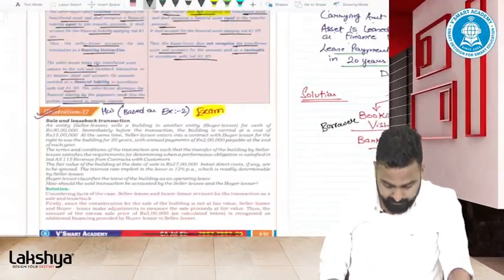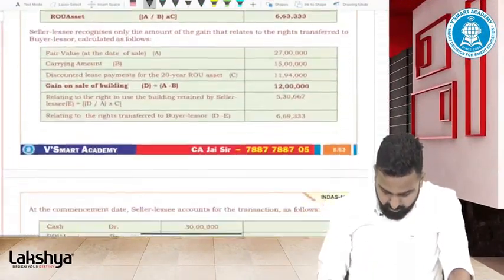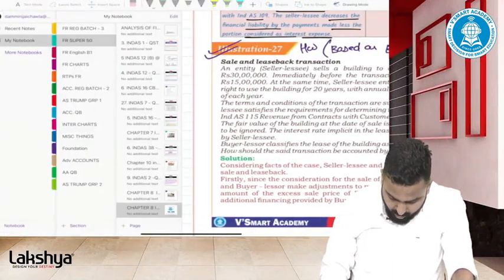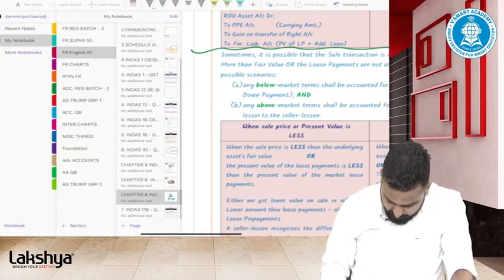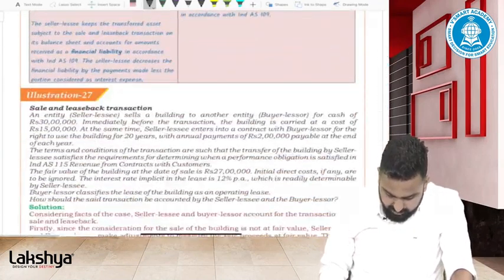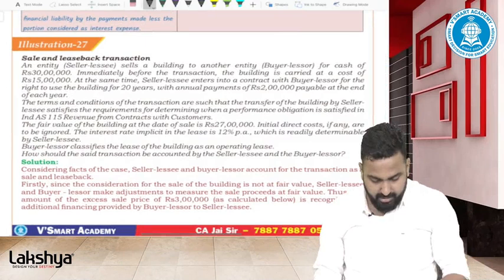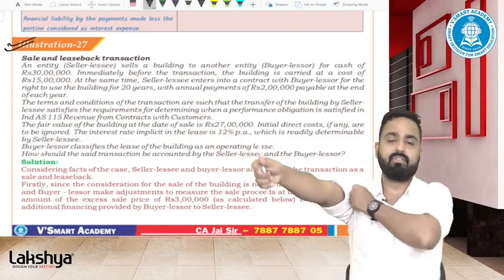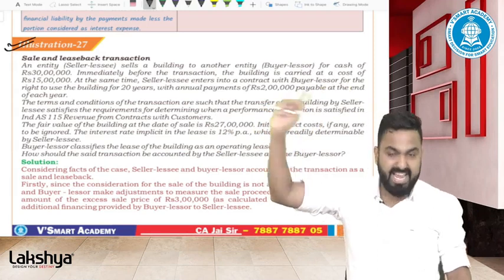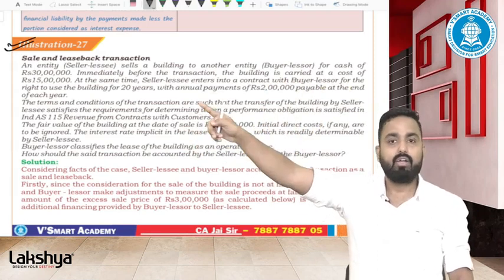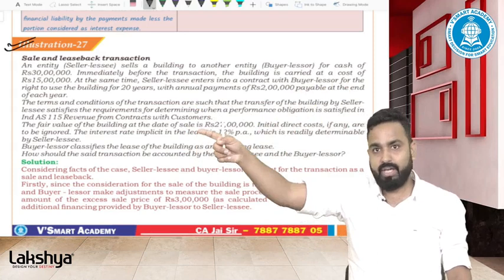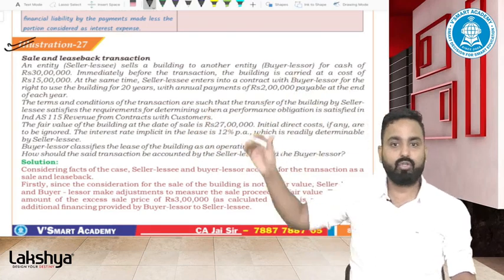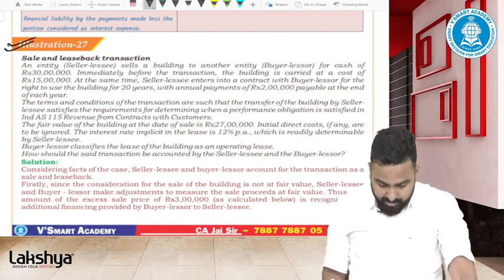Okay, it's done. Now, let's discuss one question. Illustration number 27. Come here, guys. Illustration number 27. And please be active, be ready to explain. I will ask you some points on this.